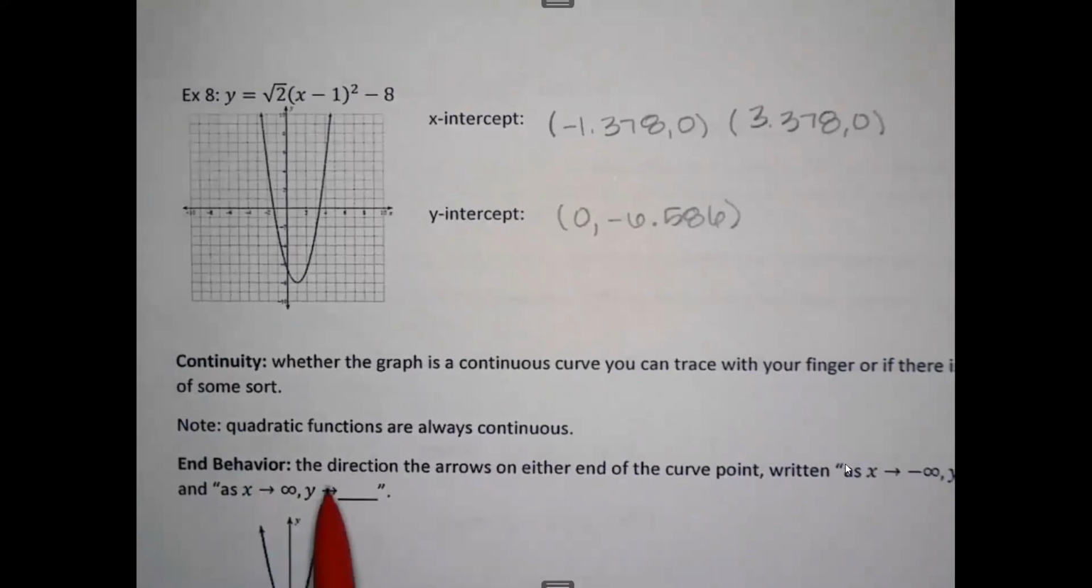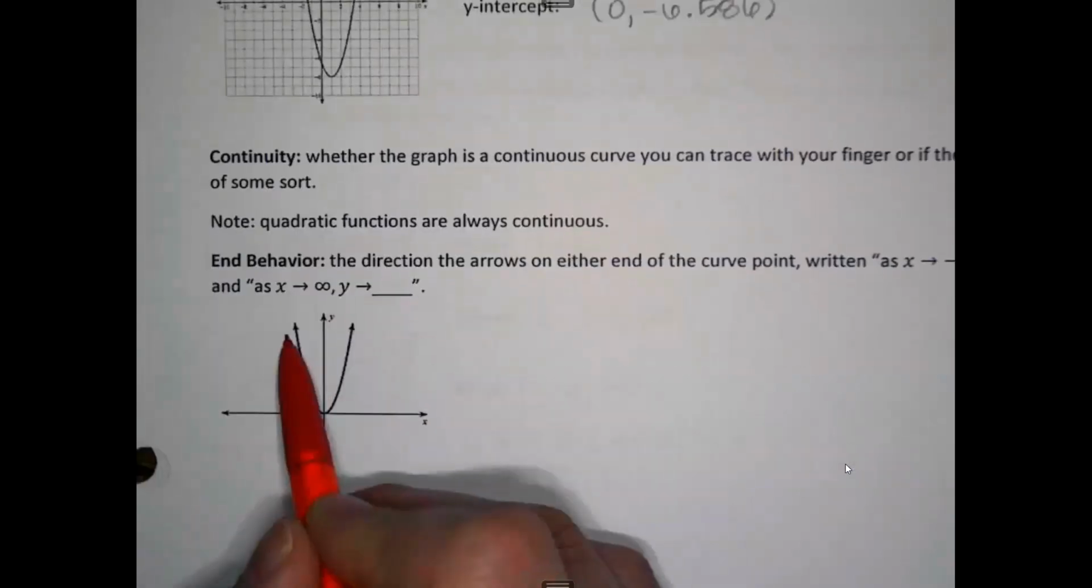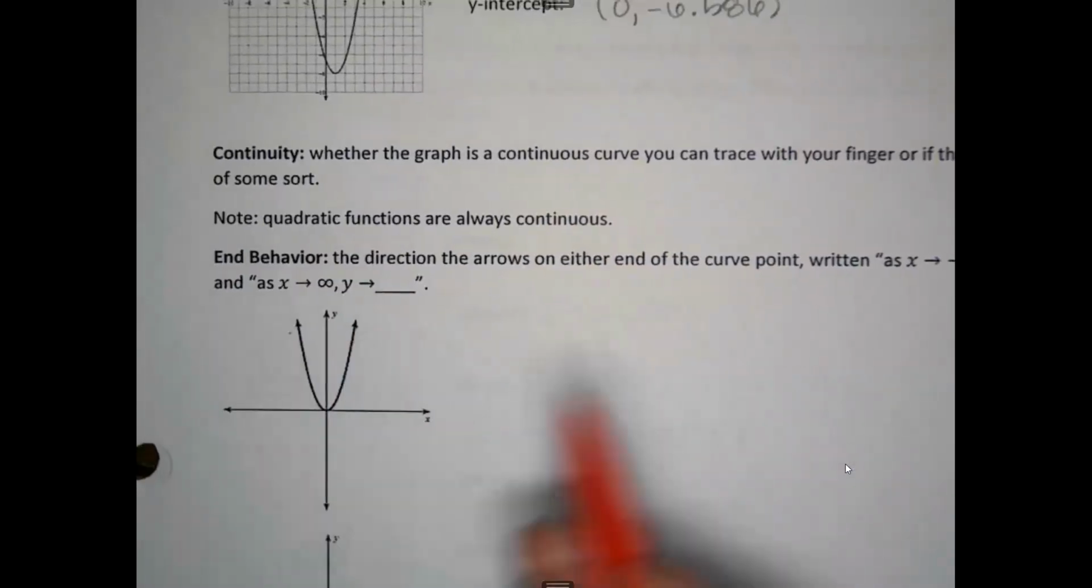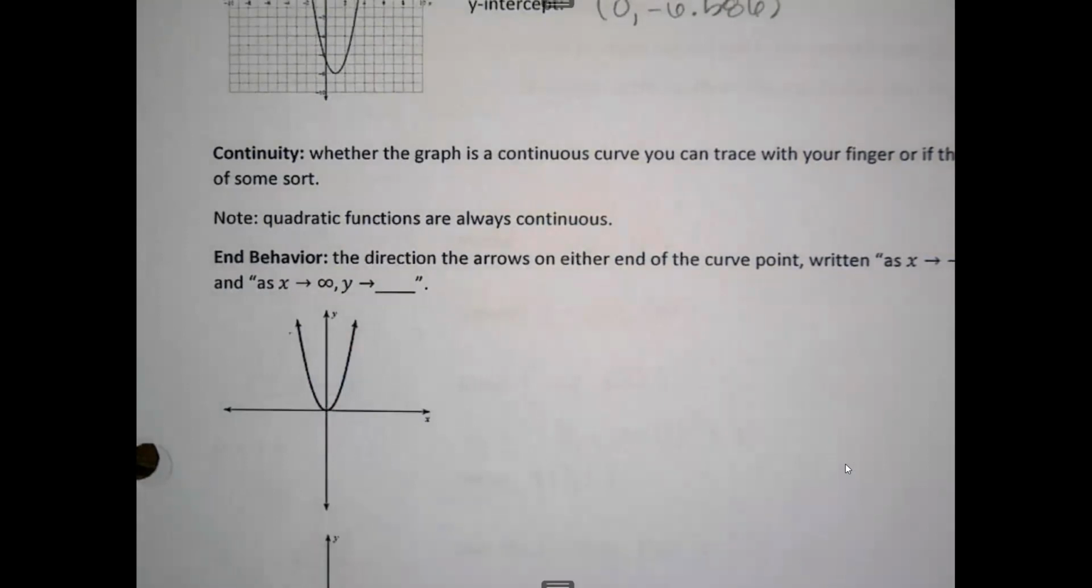End behavior is, again, just us describing our arrows. So left arrow, we have a left arrow that goes up. We have a right arrow that goes up, but we're not English people in this classroom. We are math people. English people would write something in words. Since we are math people, we write this in symbols.